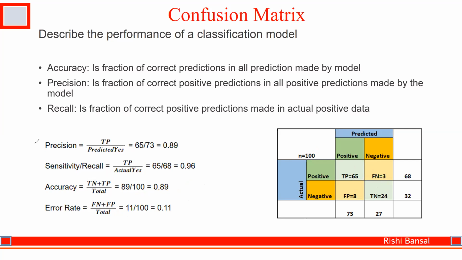Now there are two other terms called precision and sensitivity or recall. The formula of precision is true positive divided by predicted yes. Means true positive, precision comes this way. 65 divided by 73. This is called precision.